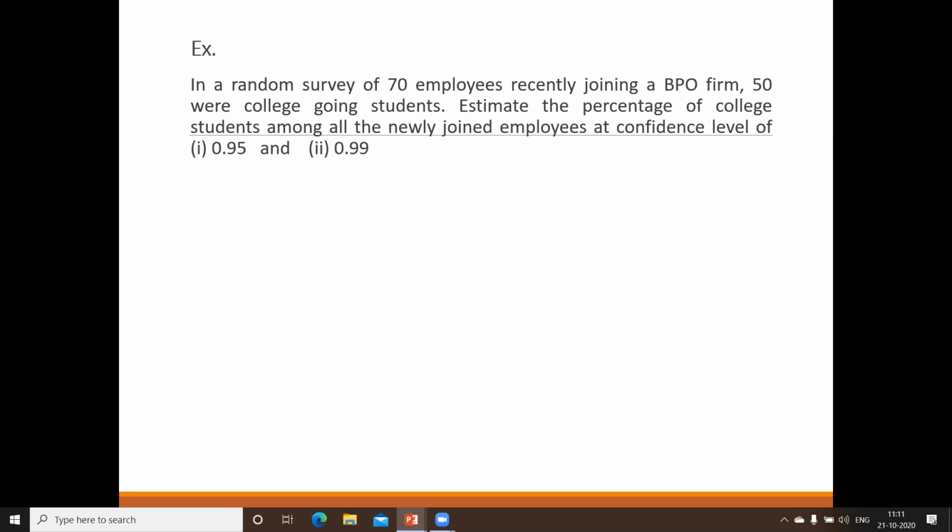The sample size is given to you. So the value of n, which is the sample size, is 70. And the number of college students in the sample is given as 50. So using these two values, you can calculate the sample proportion of students. So what will be the sample proportion of the students here? Any answer?